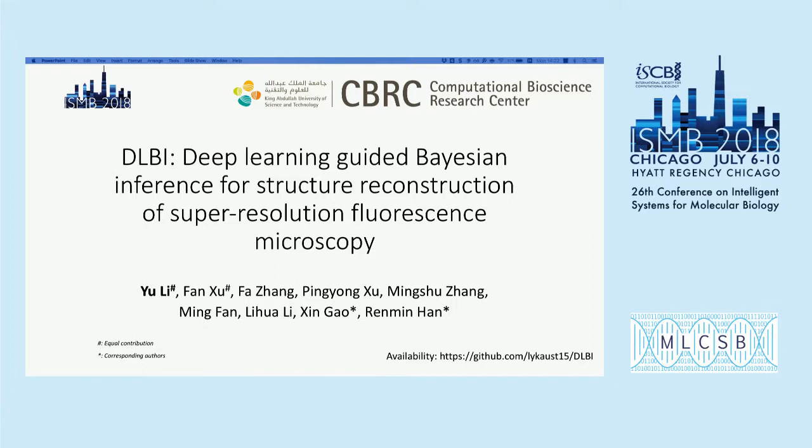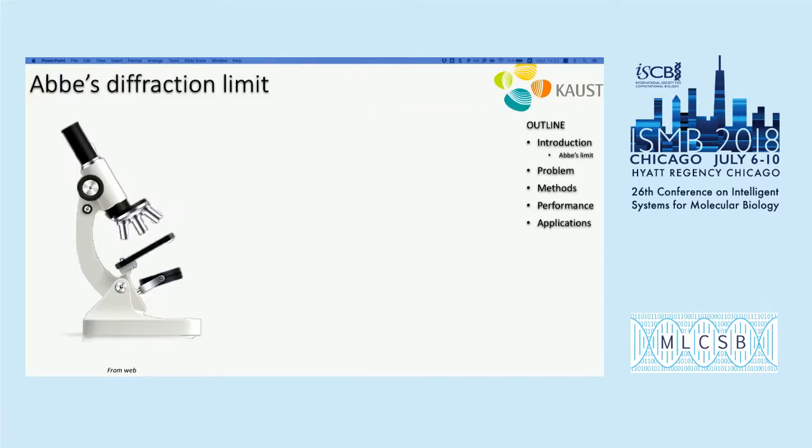Today I'm going to introduce our recent work in super resolution fluorescence microscopy, which combines the advantage of deep learning and Bayesian inference. So as we know, the optical microscope is very important for biological research because it is very affordable and easy to use. However, according to the obvious diffraction limit, the maximum resolution that an optical microscope can achieve is roughly half of the light wavelength, which is around 300 nanometers.